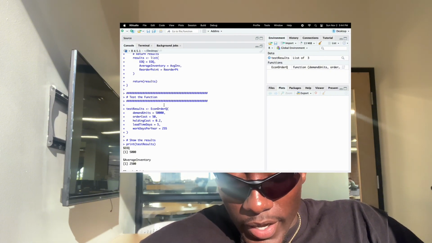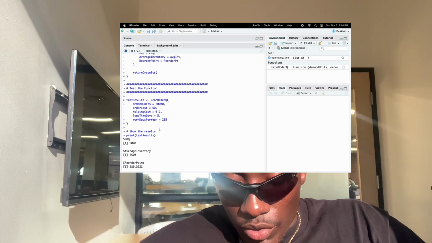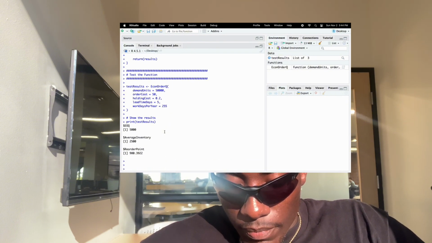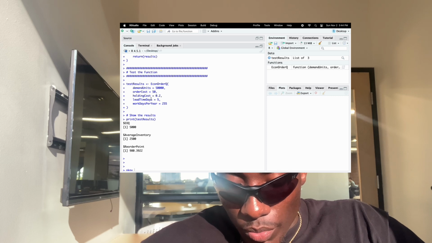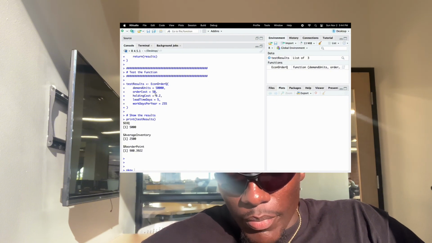So I've tested my functions using the values given in the assignment and the test results. So the demand units were 50,000, the order cost was 50, holding cost was 0.2, lead time days were 5, work days per year were 255. So these values basically represent a company that orders 50,000 units per year and pays $50 per order and has 0.20 holding costs per unit per year, with 5 days of lead time and 255 work days per year.